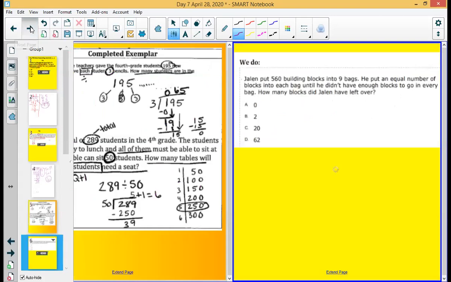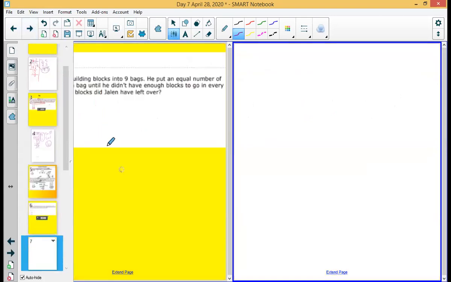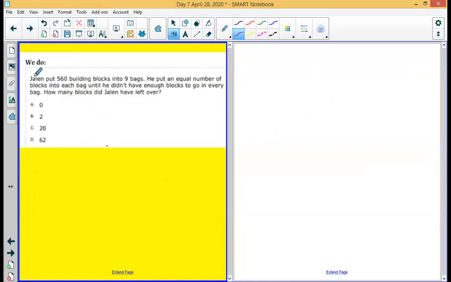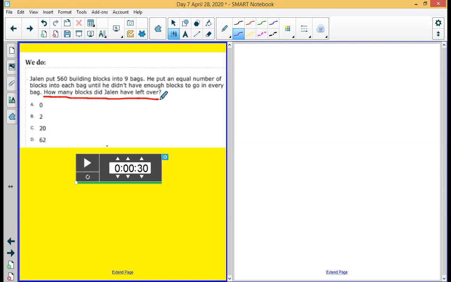Okay, our next problem is a we do. It reads, Jalen put 560 building blocks into bags. He put an equal number of blocks in each bag until he didn't have enough blocks to go in every bag. How many blocks did Jalen have left over? Okay, so let's underline our big question. How many blocks did Jalen have left over? Left over is important.